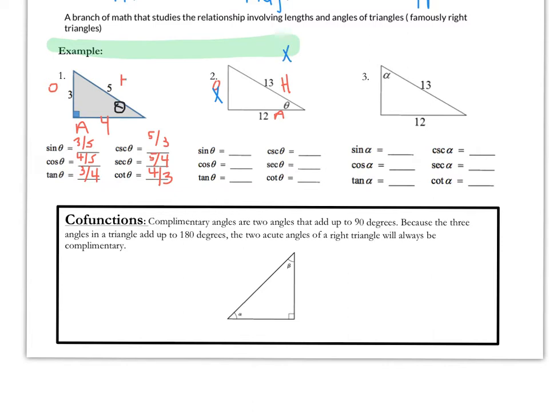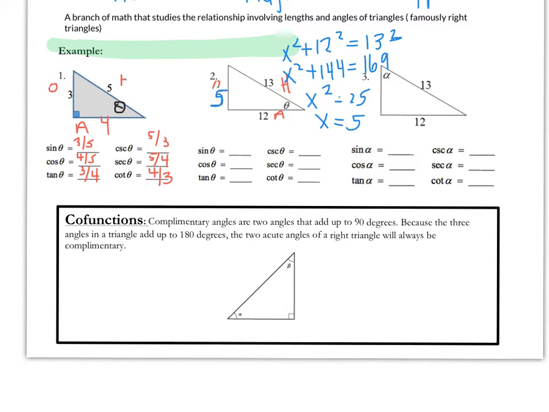So now I'm going to do the Pythagorean theorem to find x over here. So I have x squared plus 12 squared equals 13 squared. So I have x squared plus 144 equals 169. So I have x squared equals 25. So x equals 5. So I can erase that x, and I can put 5 here.